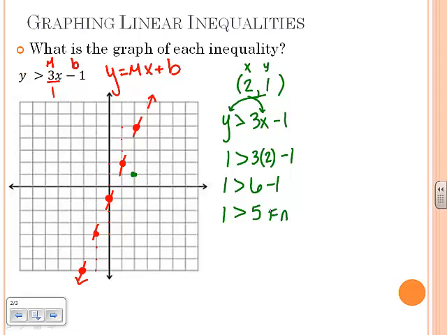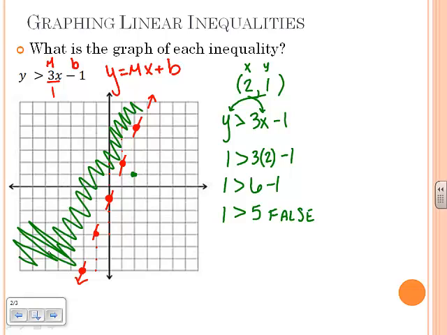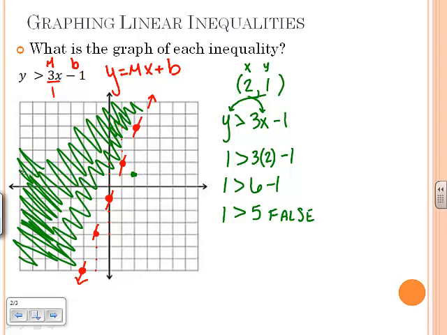Since this statement is false, I'm going to shade the other half where my test point is not. Since my test point did not work, it is not in the solution region. So what I'm going to do is color in this half of the graph. Make sure that you color in all of that side from the line all the way to the end of the graph.